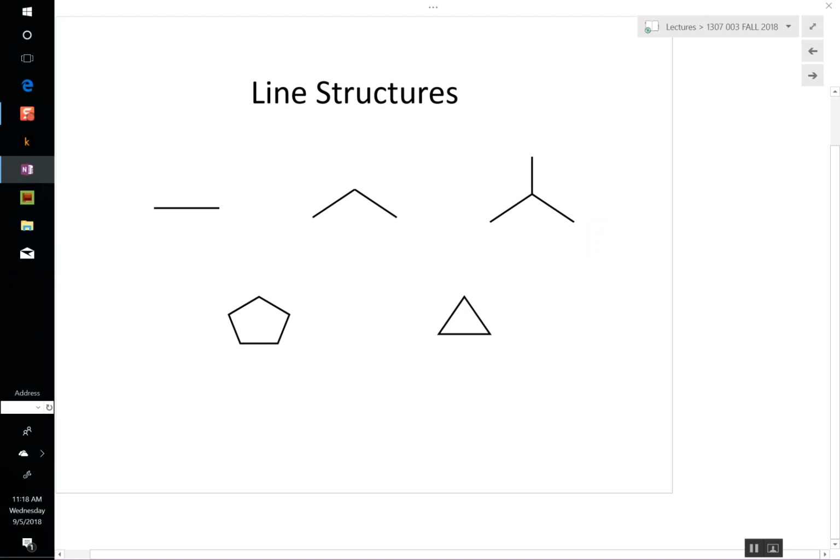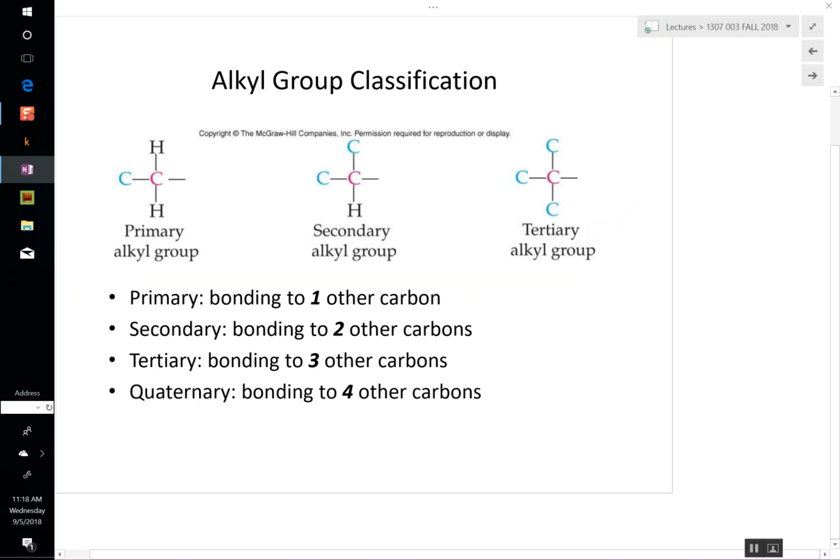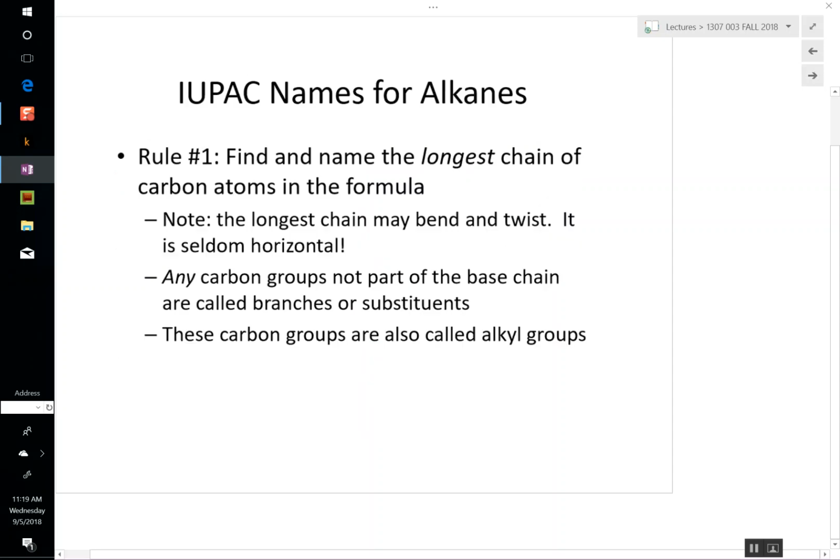Line structures. There are cyclical. No, I don't think we're there yet. This talks about primary, secondary, and tertiary carbons. I'm going to push this into chapter 12. I don't lean heavily on this till we get to alcohols. Okay.